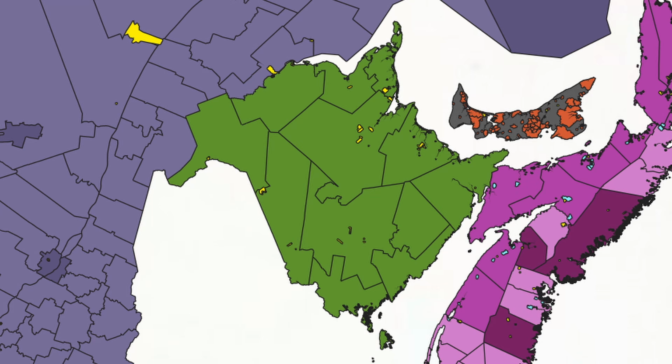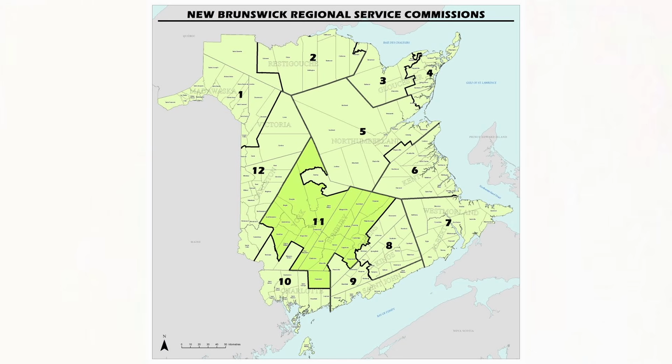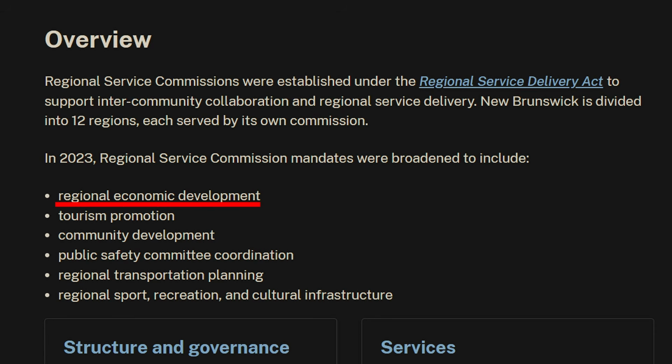New Brunswick only has 1 type of division, at least on this county level. Those being Regional Service Commissions, or RSCs. These RSCs do not have full municipal functions, but they do have some regional services, such as economic development, tourism promotion, community development, regional transportation, and regional recreation infrastructure.